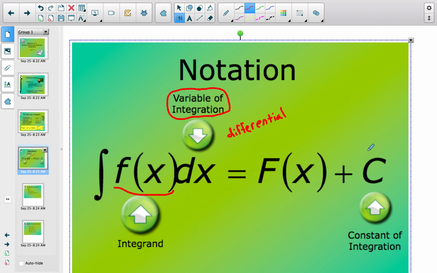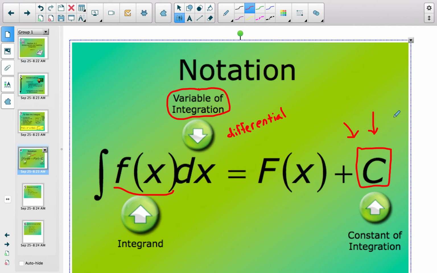Okay, and that's always going to be included when you're taking indefinite integrals. You have to include that. That's a must. Absolutely must have that in there. Okay, so never forget c. Always include that.